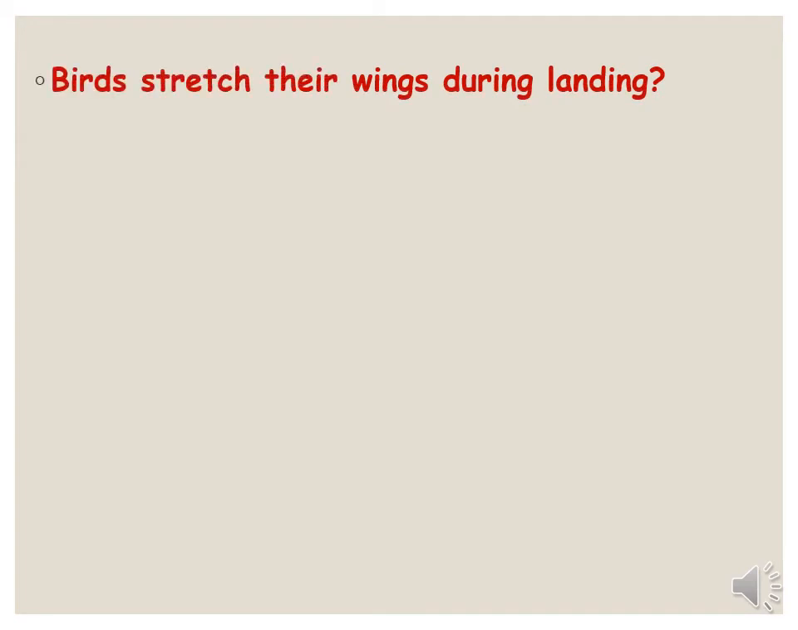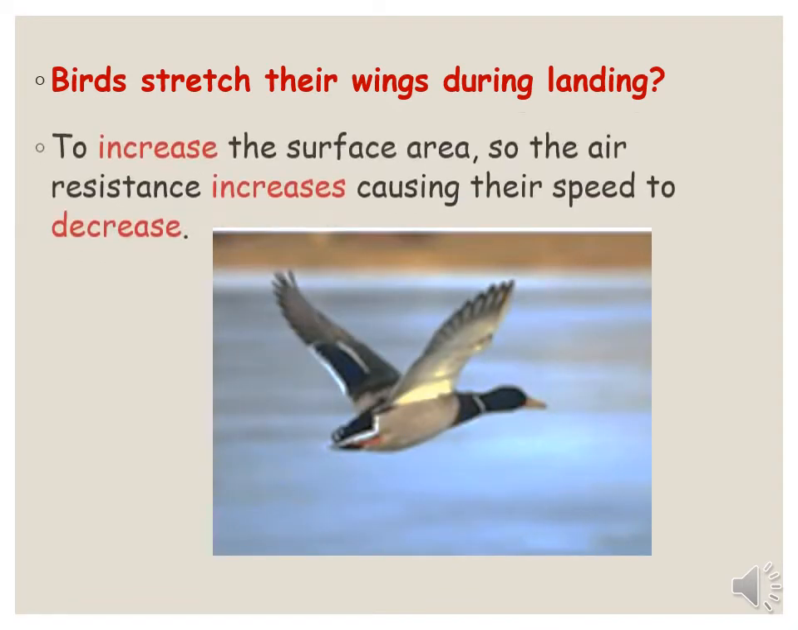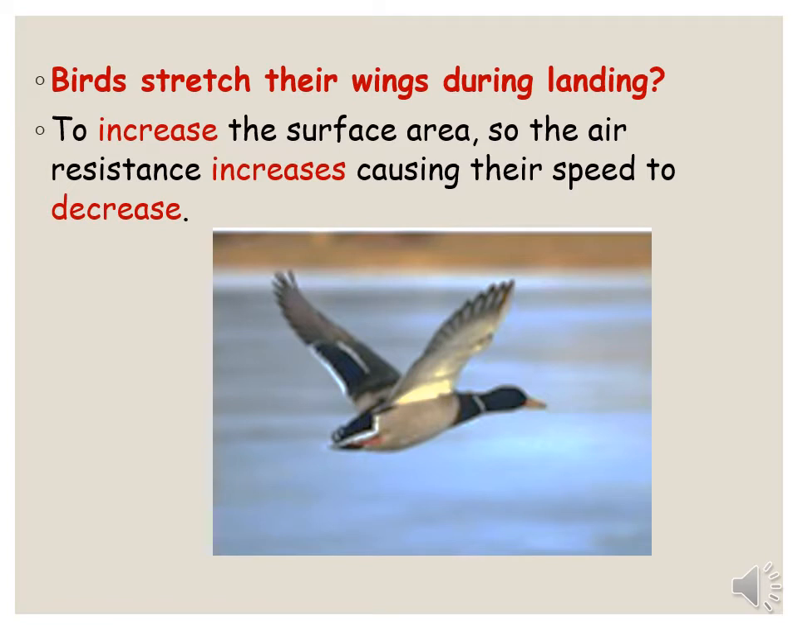Birds stretch their wings during landing to increase the surface area, so the air resistance increases, causing their speed to decrease. There are three reasons: to increase surface area, to increase air resistance, to decrease the speed, so the landing will be safe.